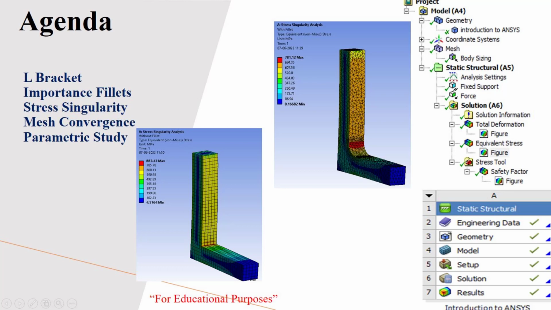So what is the importance of fillets as well as mesh convergence, and why do I need to take care of mesh convergence? That also we'll see, and we'll also deal with the parametric study. Okay, we'll directly start with the modeling first.